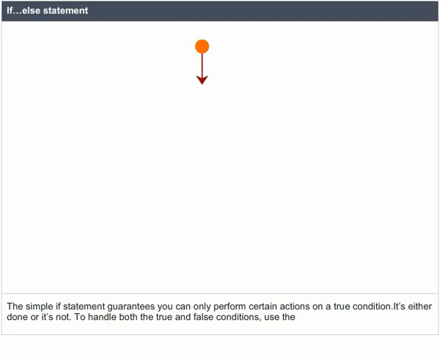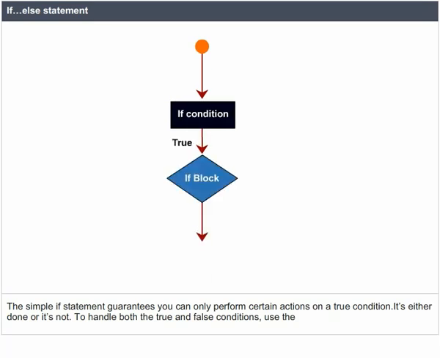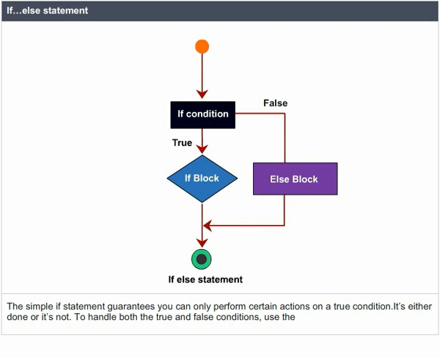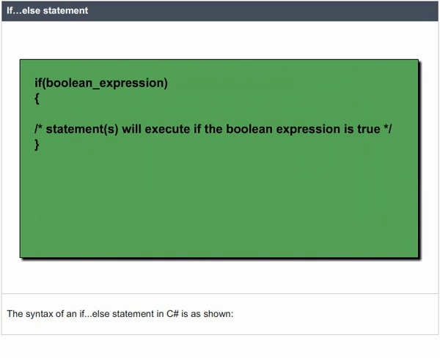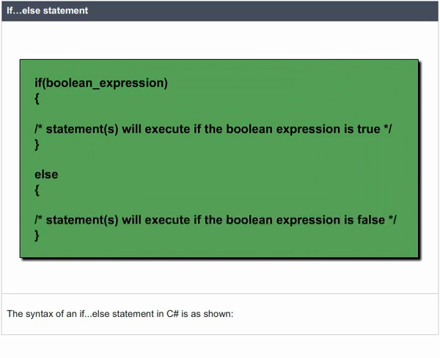If-else statement. The simple if statement guarantees you can only perform certain actions on a true condition. It's either done or it's not. To handle both the true and false conditions, use the if-then-else statement. The syntax of an if-else statement in C# is as shown.